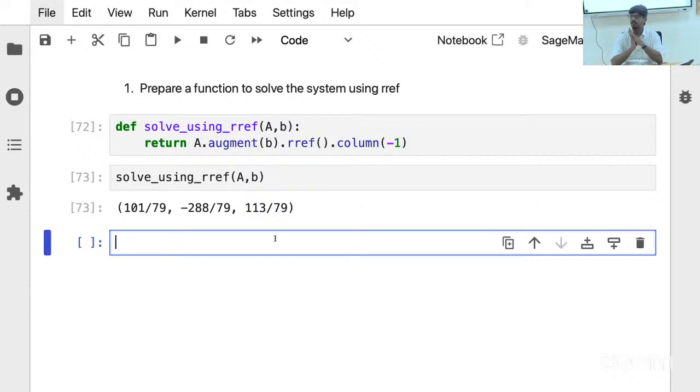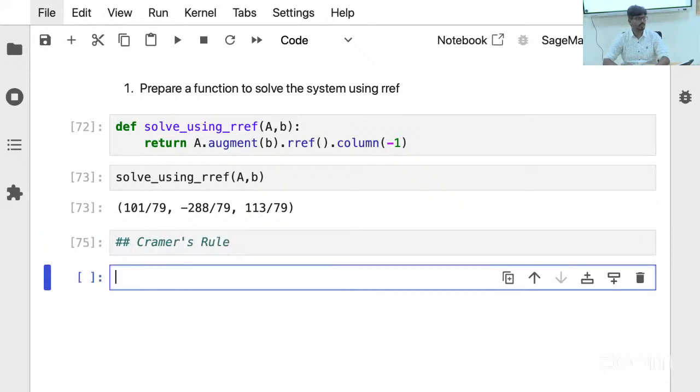Any questions so far? So let's do one thing. We'll practice a little bit more. We'll try doing Cramer's rule. I believe the spelling is correct. Can you tell me what Cramer's rule is?